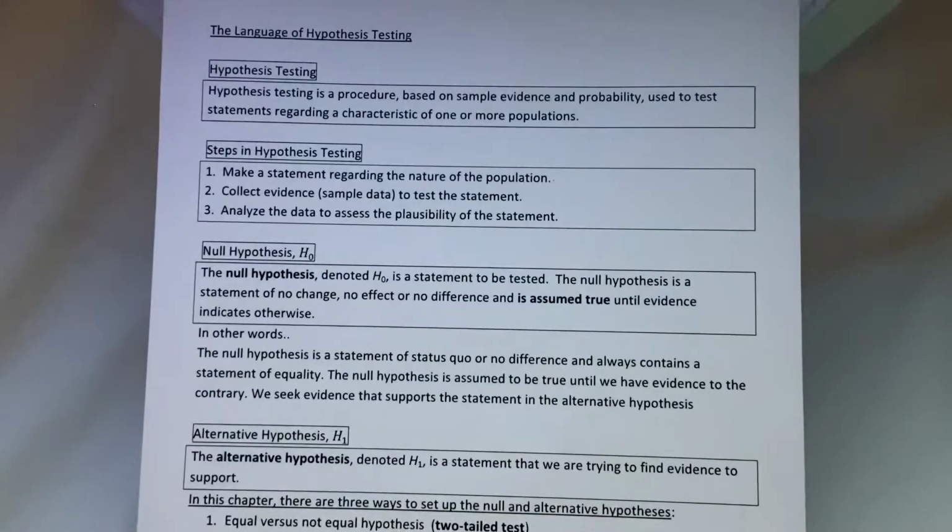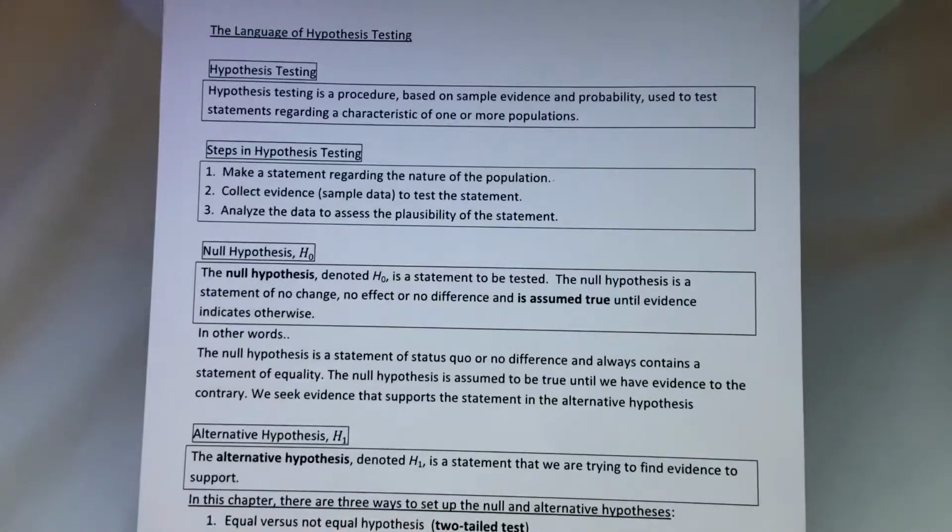And the first thing you always have to test is the null hypothesis. It's denoted H0. It's a statement to be tested. It is a statement of no change, no effect, or no difference. It's like the baseline, assumed-to-be-true statement, where maybe you're trying to prove that something else might be true, or at least reject the truth of this.